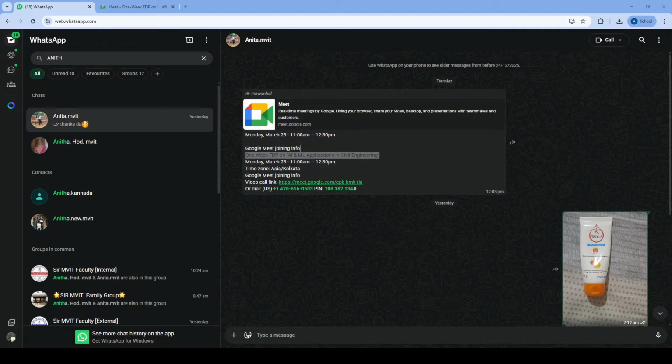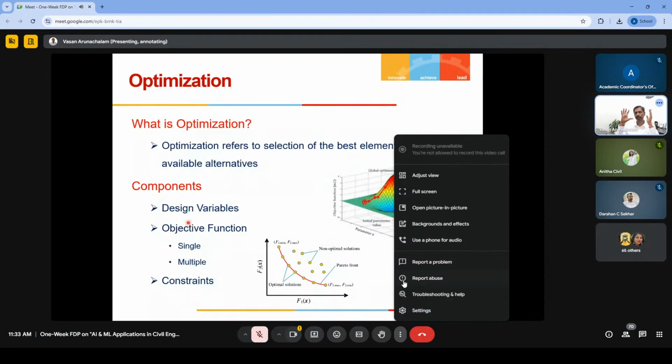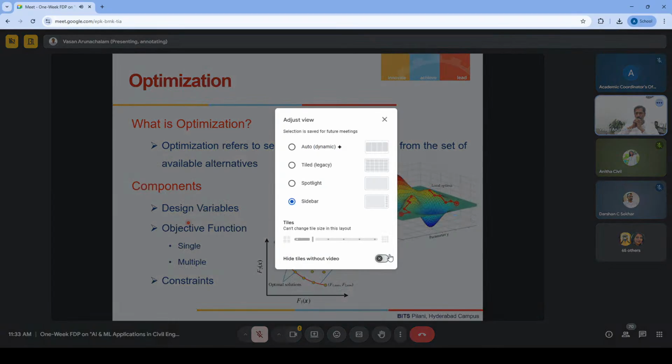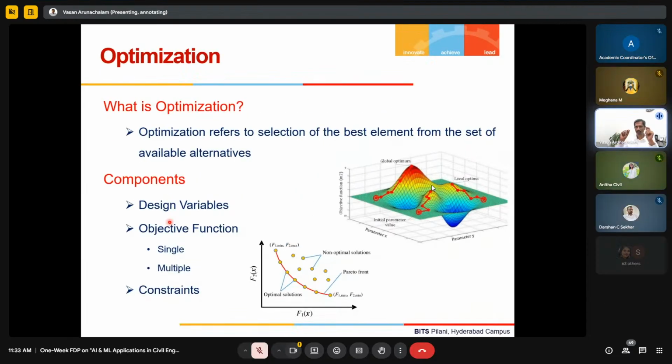Working for the Coke company, you are given the task that I need to minimize the cost of manufacturing of the Coke tin. Usually we know that it's a thin aluminum sheet which is actually used, and it's roughly in the cylindrical shape.